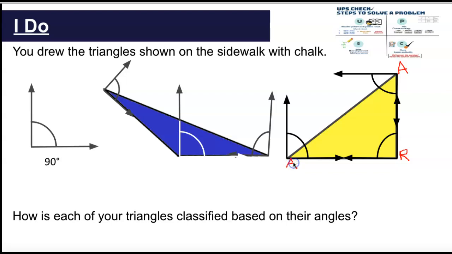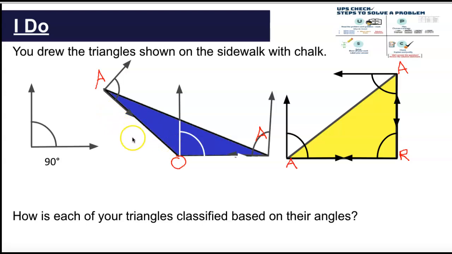I'm going to go back and mark on my first triangle: acute, acute, obtuse. Remember, acute angles are those that are less than 90 degrees. Obtuse angles are those that are greater than 90 degrees. The right angle is one that is 90 degrees.